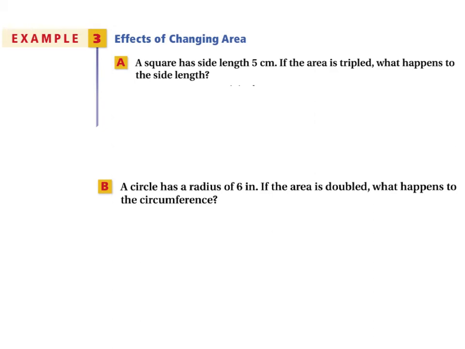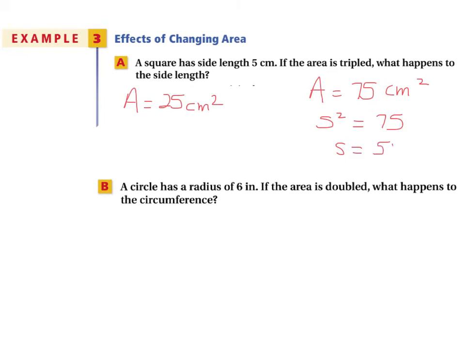So in example 3, effects of changing area. A square has side lengths of 5 centimeters. If the area is tripled, what happens to the side lengths? Well, the area we know is 25 square centimeters. If we triple that to 75 square centimeters, and we need to find the side length, so s squared, base times height, or side squared, equals 75. We take the square root of both sides, and the square root of 75 gives us 5 root 3. So we know the side length is 5 root 3.